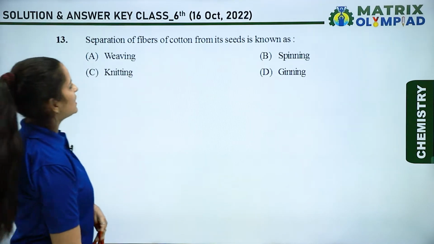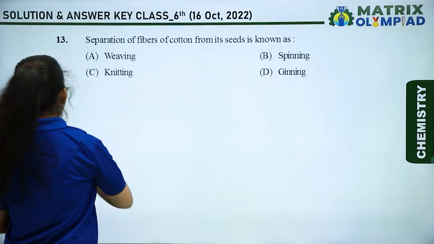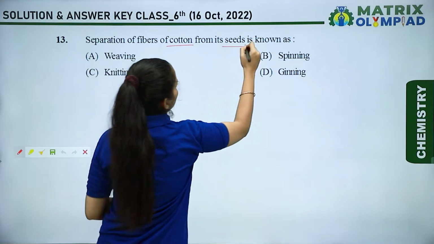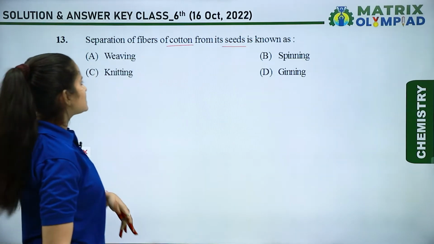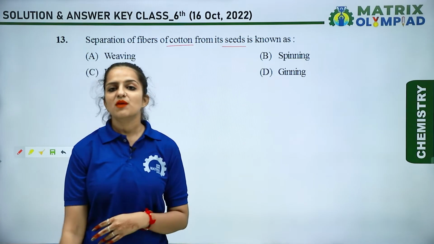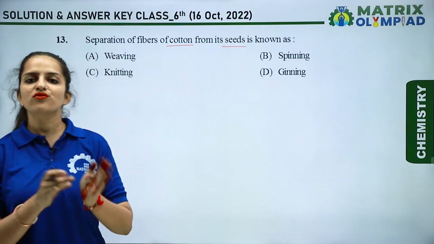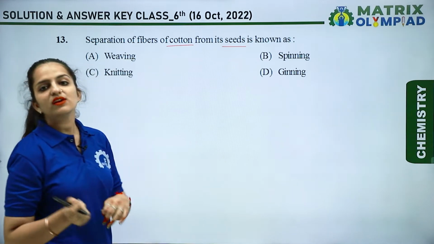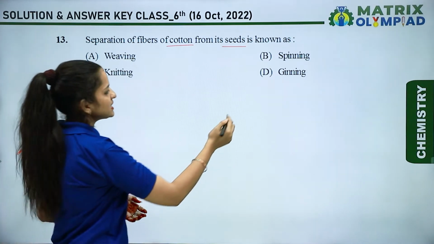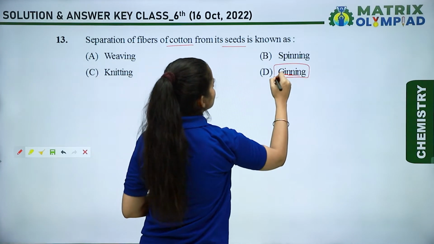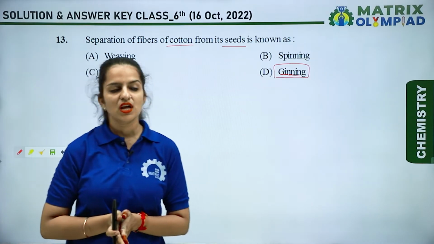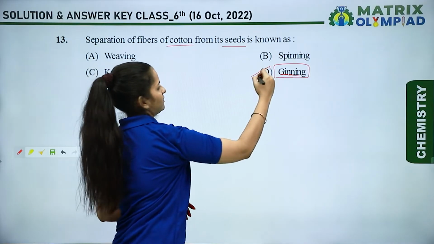The last question here is, separation of fiber of cotton from its seeds is known as. In our previous question, we discussed that weaving and knitting are processes of converting yarn to fabric. Spinning is the process of converting fiber to yarn. Only ginning is the right answer here. Ginning is the process of separation of cotton fiber from its seed. So option D is correct here.